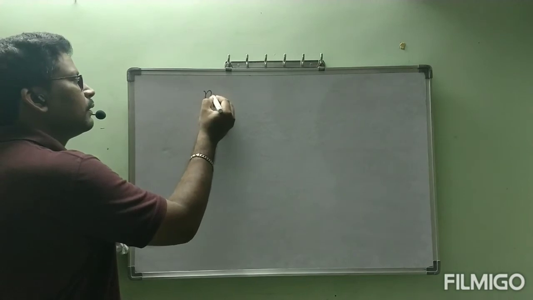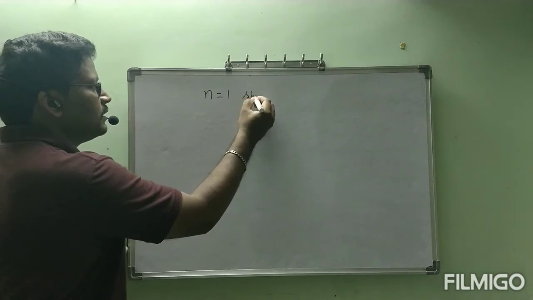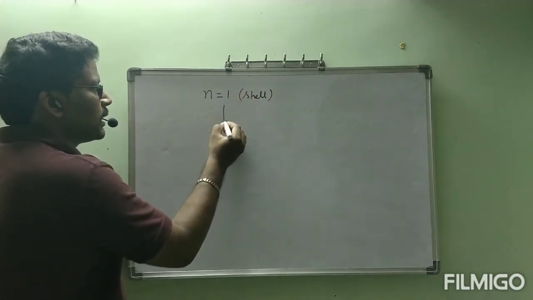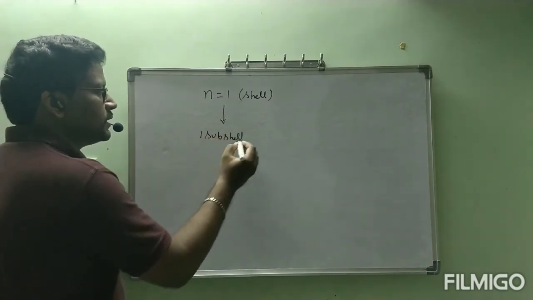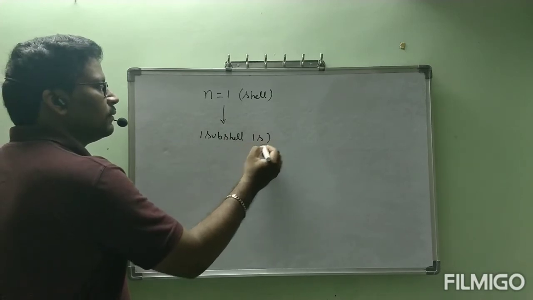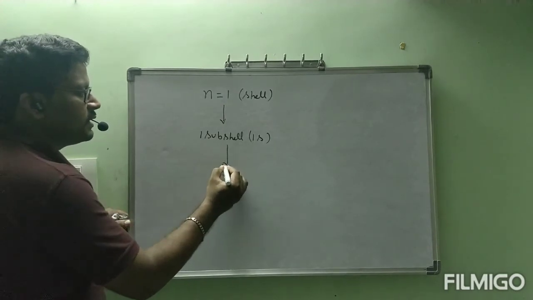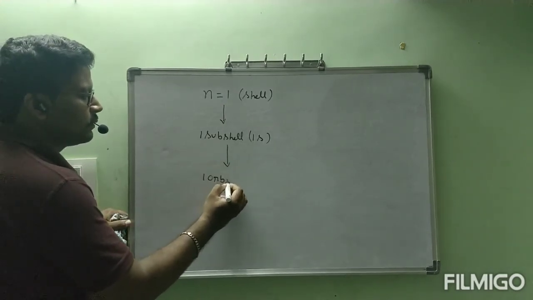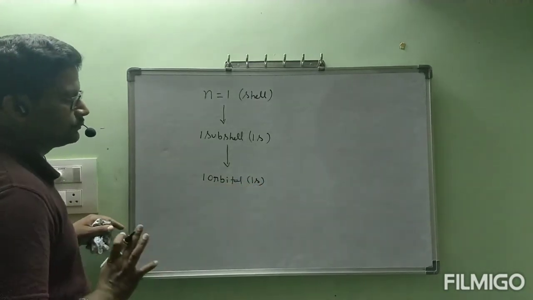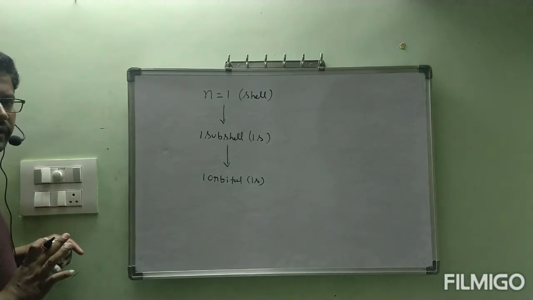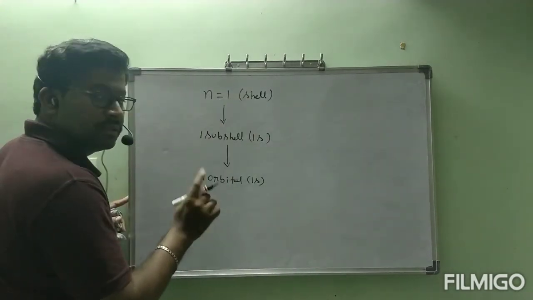See, n is equal to 1. This is the shell. It contains one subshell. What is that? 1s. That one subshell has one orbital, that is also 1s. This is the data about n is equal to 1. So n is equal to 1 has how many orbitals? 1 orbital.